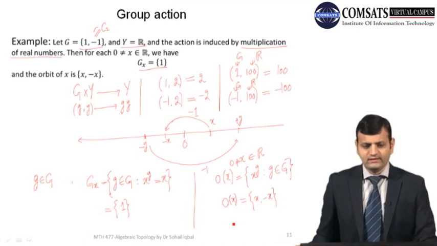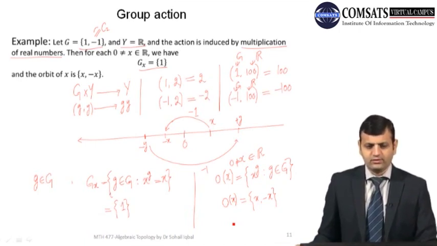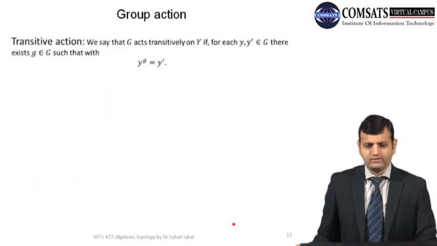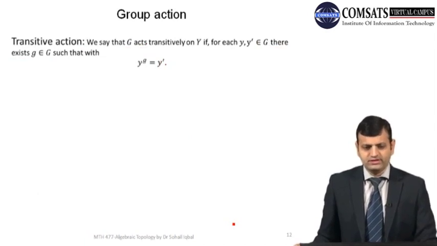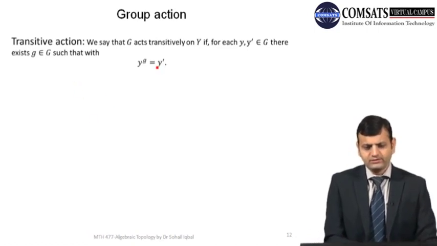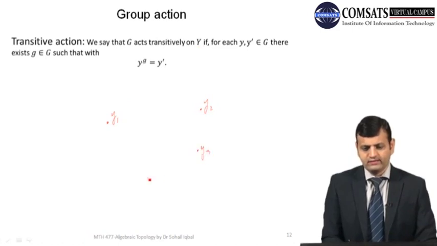Okay, so that's another example where we have calculated the orbits, the stabilizers, and what the group action is. Now our next definition is transitive action. We say that G acts transitively on Y if for each y and y prime in Y, there exists g belonging to capital G such that this happens. In other words, if I write down the elements of Y in this way, this is one element of Y, second element, third element, fourth element, fifth element, sixth element, and so on. There are many other elements as well.